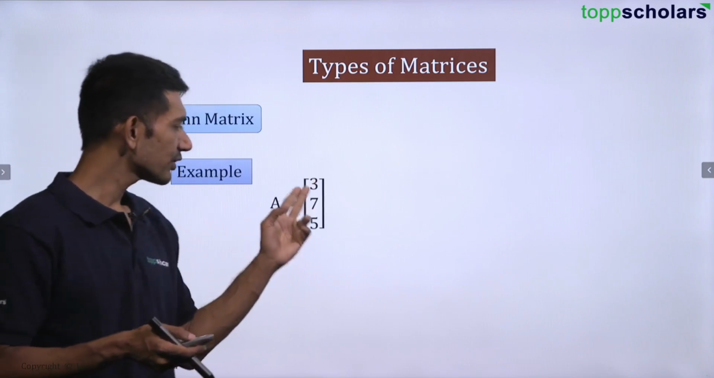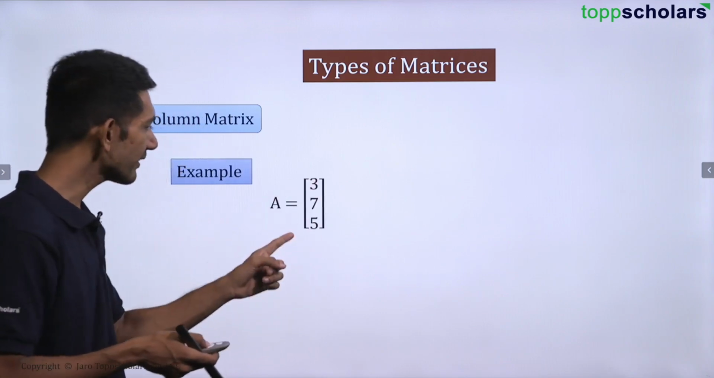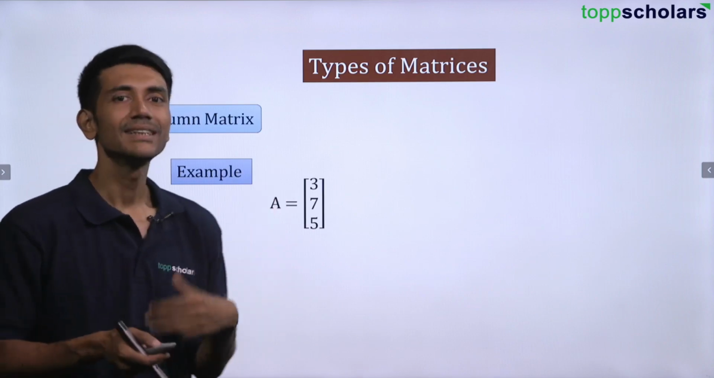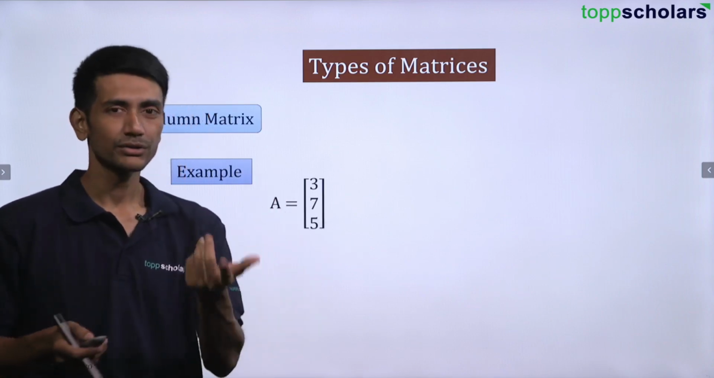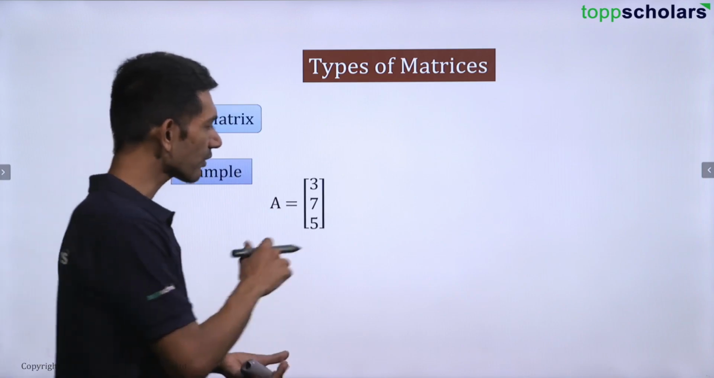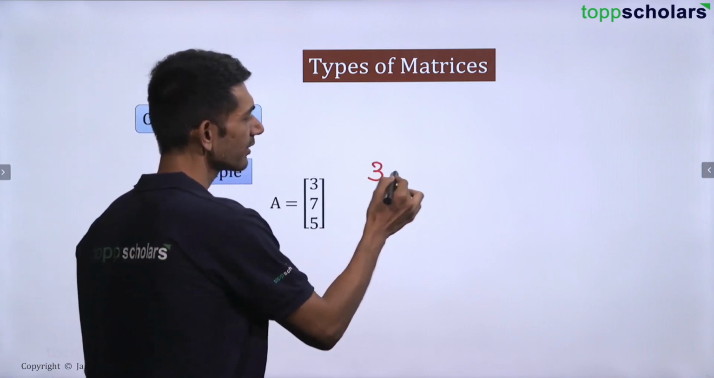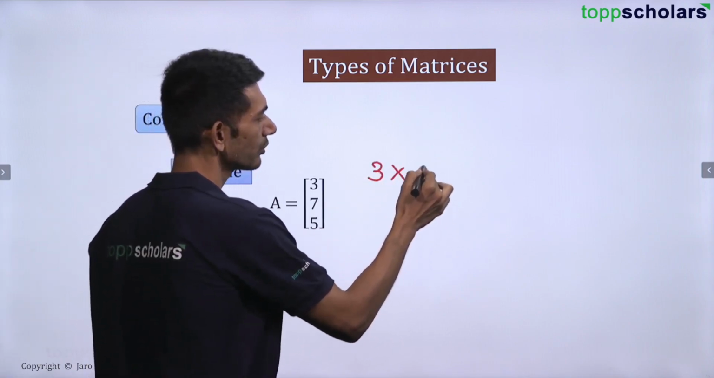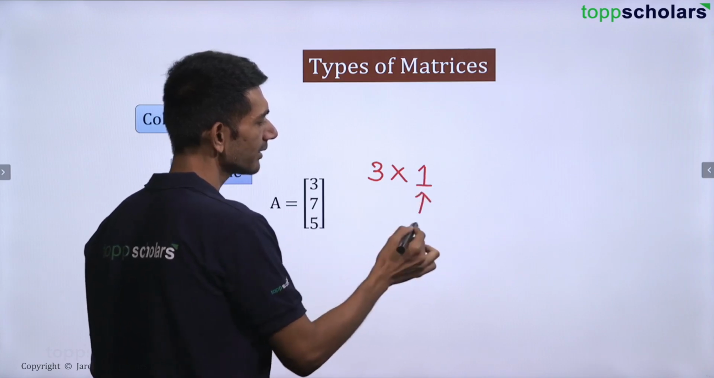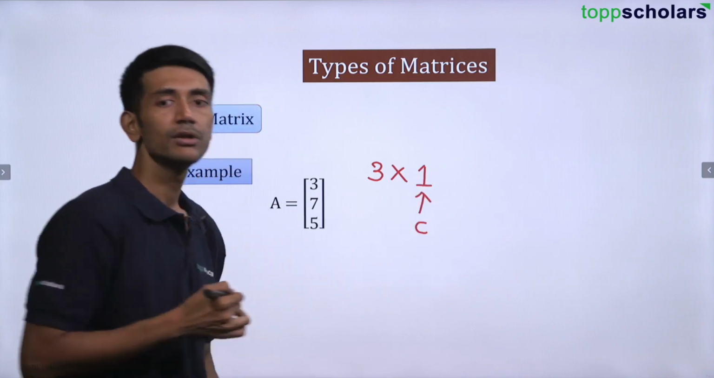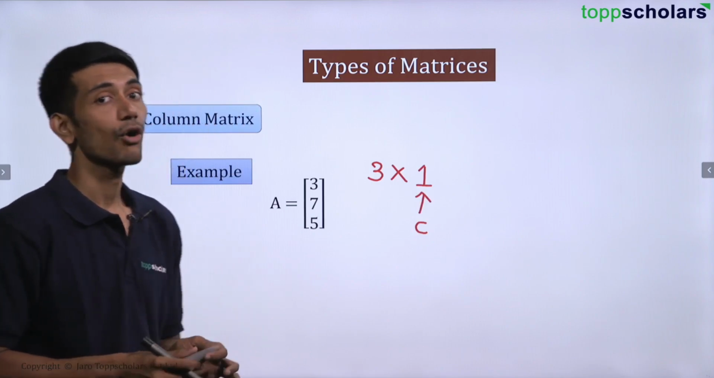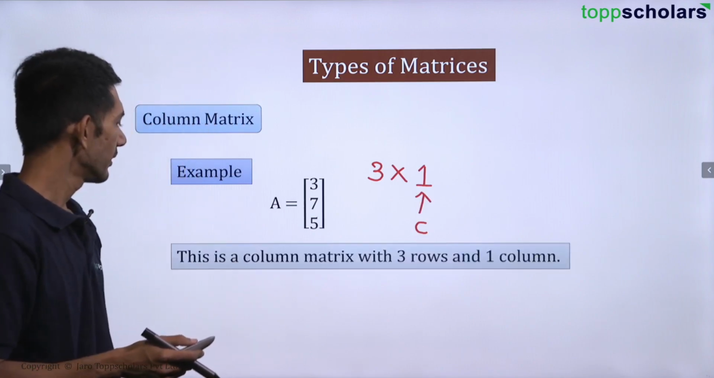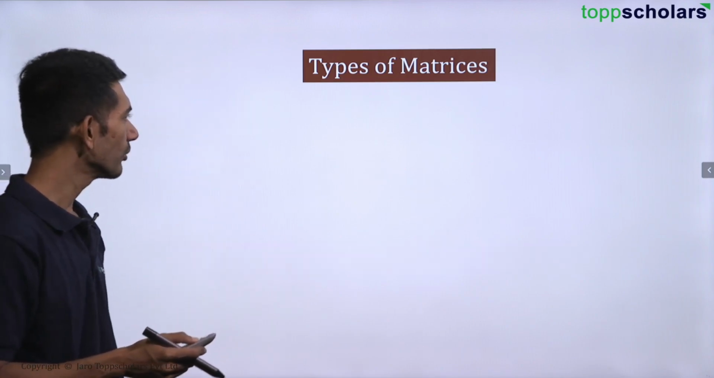So here we have 3, 7 and 5, right? Can I say there is only one column? Yes. Can I say there are multiple rows? Yes. What is the order of this matrix? The order of this matrix is 3 by 1. If you see, 1 is here, that is the column. So clearly we can say that it is a column matrix. So this is 3 rows, 1 column.